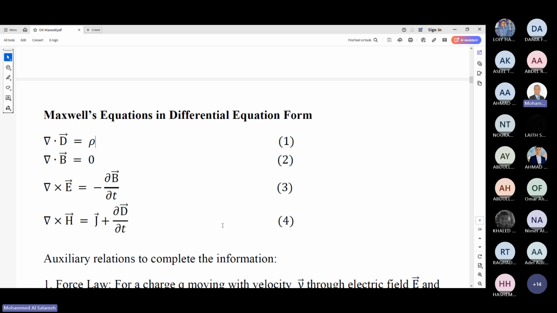Let me just correct it here. This should be rho v, and del dot B equals 0. The divergence of the magnetic flux density is equal to 0.